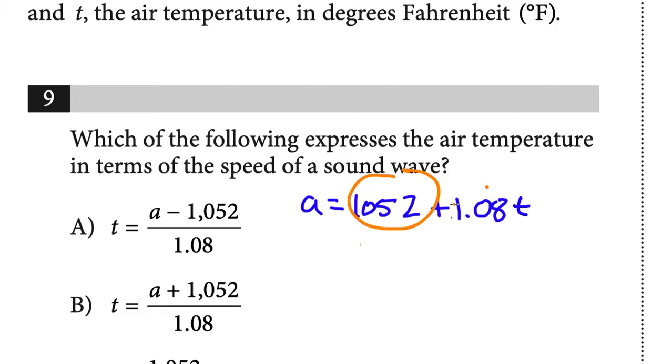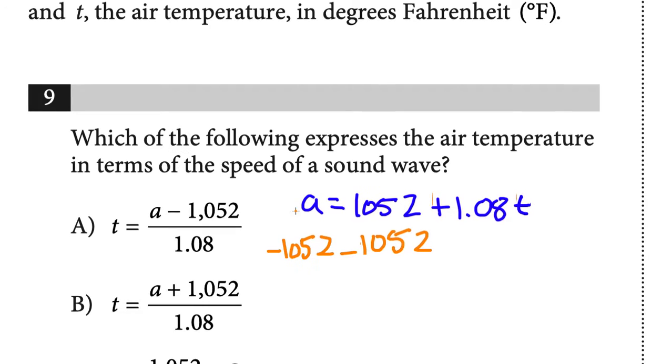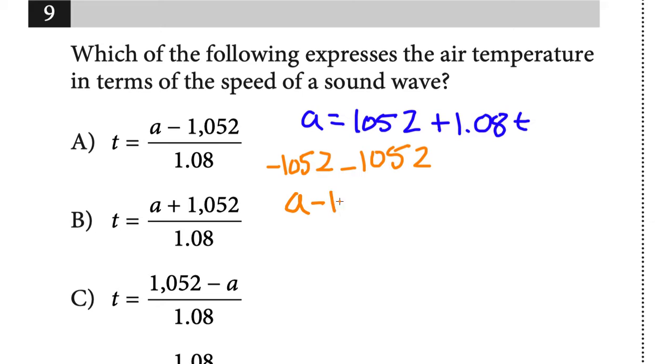This is being added. This is being multiplied. So going from the bottom to the top, do I deal with addition or multiplication first? You deal with multiplication first. If I'm going from the bottom to the top, which is first? A, S, M, D, A. Okay, so I'm going to undo addition. How do I undo the addition of 1052? Subtract 1052. There it is. Subtract 1052 on both sides, minus 1052. And I'm now left with A minus 1052 is equal to 1.08 T.